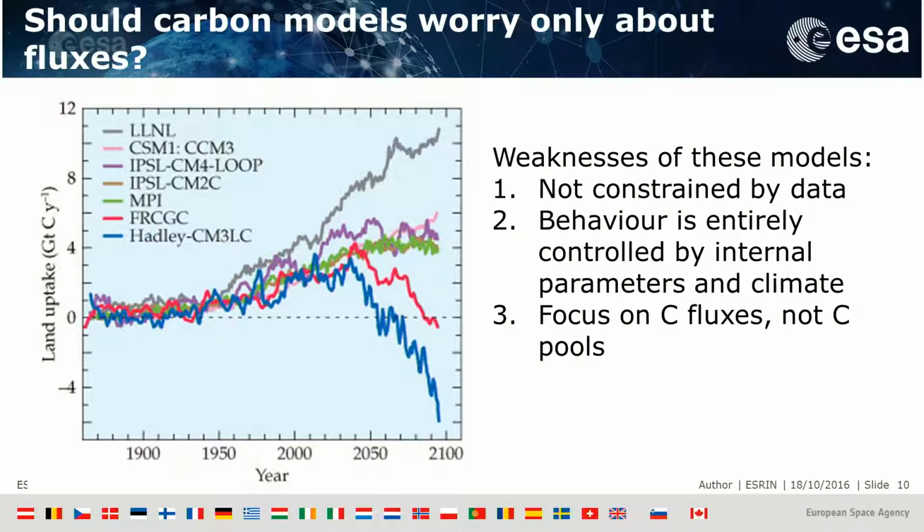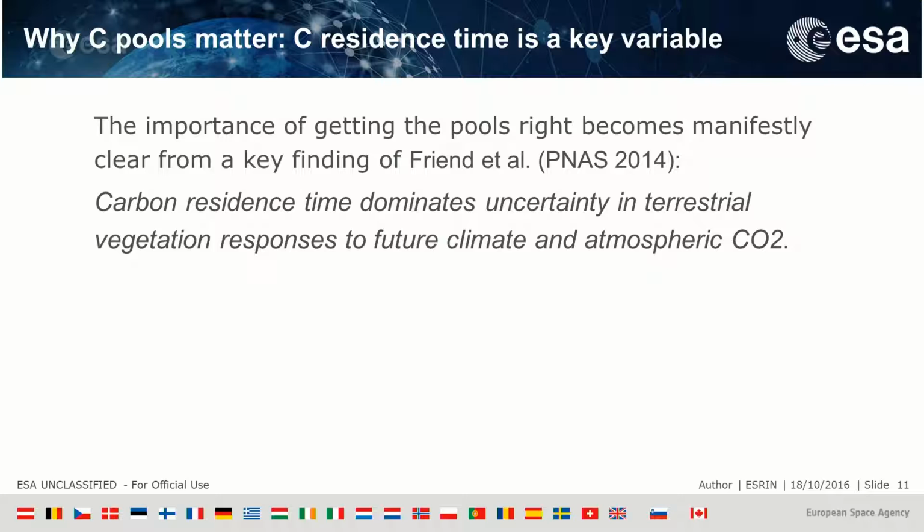Now, the focus of these models on fluxes, what changed the game a bit was this particular paper by Friend. And the key message is in italics. It says that carbon residence time dominates uncertainty in terrestrial vegetation responses to future climate and atmospheric CO2. Carbon residence time is the amount of time a carbon atom stays within the system. It might be thousands of years, and that's true of anywhere. But in vegetation, a carbon atom will clearly spend less time in a leaf, if it's going to fall off and decay in winter, than if it was in the trunk, where it may be there for decades or centuries.